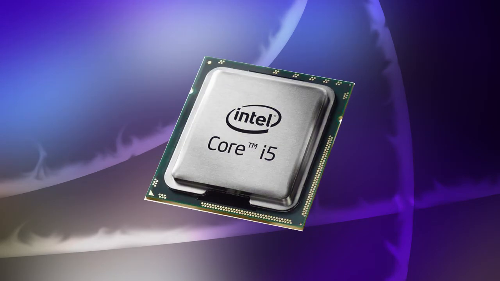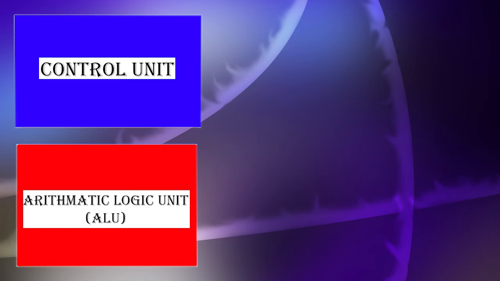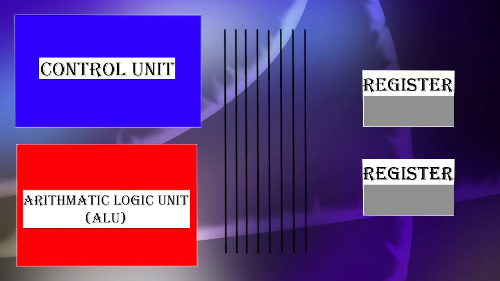By now, you're probably wondering how the CPU, this magical square inside of your computer, can do all of this and know how to do it. Well, let's dive in and find out. First of all, a basic CPU is made up of 4 things: a control unit, an arithmetic logic unit, aka the ALU, the bus, and the registers.